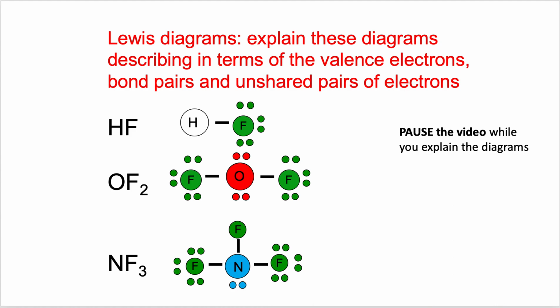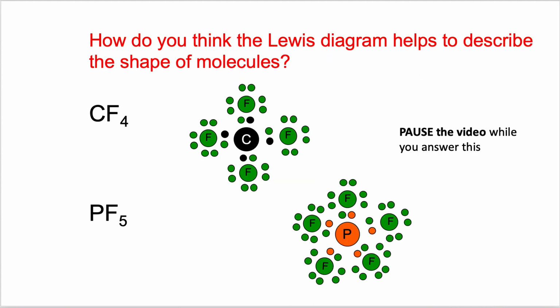And when you've done that for each of them, continue, and again another pause to answer the question, how do you think the Lewis diagram helps to describe the shapes of molecules? And so essentially, what would the shape of CF4 be, and a little bit more complicated PF5, but we're going to go on to look at shapes of molecules. But how does the Lewis diagram help to describe them? And my hint will be they aren't planar.